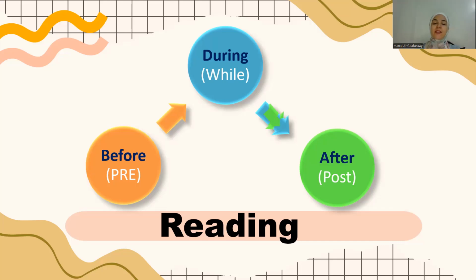But in order to make it simple, you have to break the process into manageable chunks so that you make the mental processes easier for your students. So we have before or pre-reading, while or during reading, and after or post-reading. There are things that we have to do before the reading process, and then we have activities and things that we have to do during reading, and also things that our students have to do after reading. So we are breaking the whole process into manageable pieces.